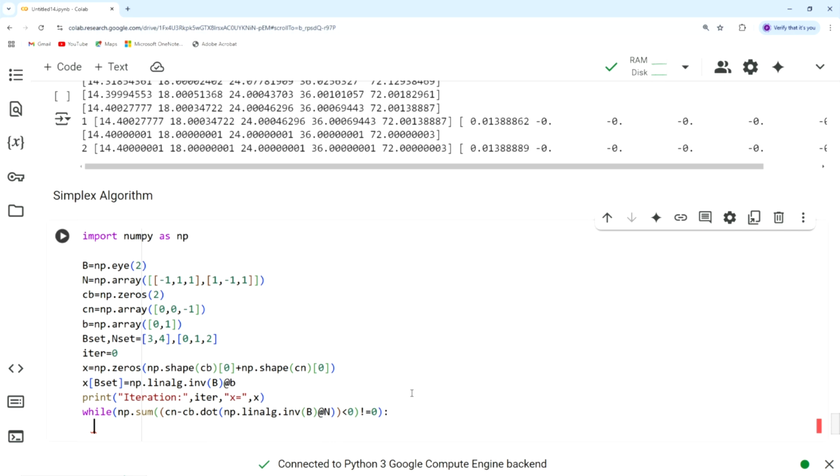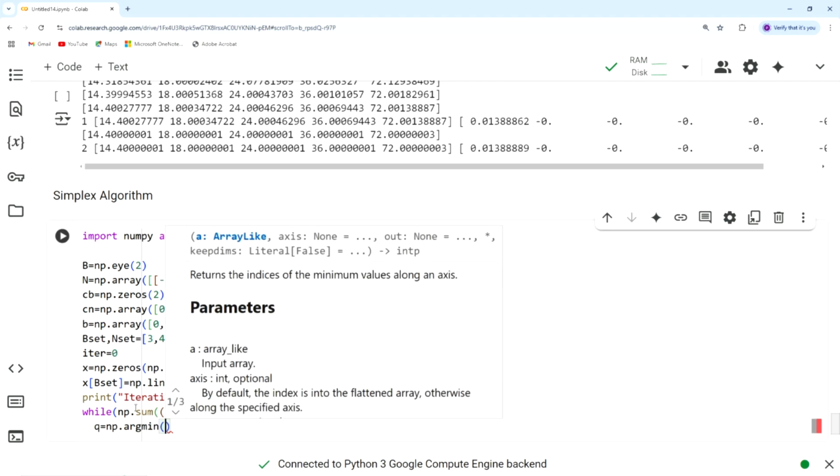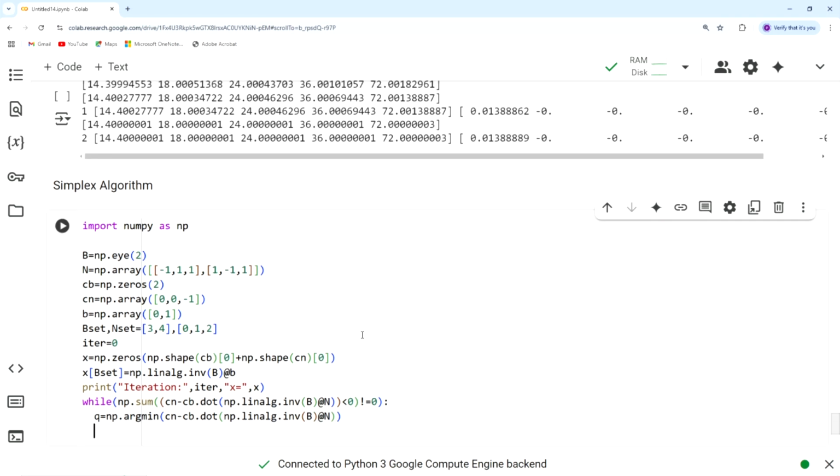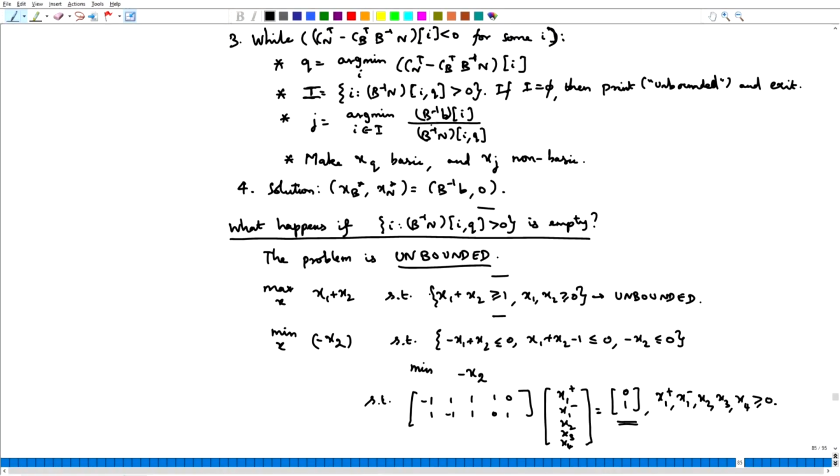Fine. So, recall that the first step is to find the argmin of this same quantity that we had written here, Cn transpose minus Cb transpose B inverse n. So, I will just do that. Now, finding j is a little bit tricky because I need to find B inverse b by B inverse n for all i such that B inverse n of i comma q is greater than 0.